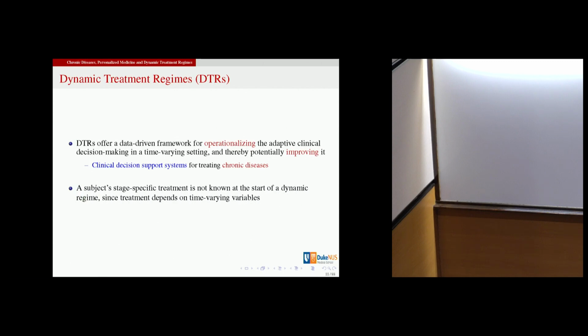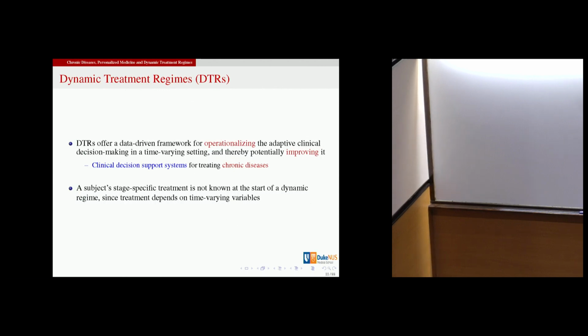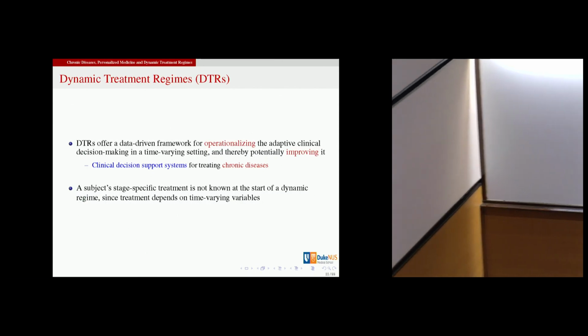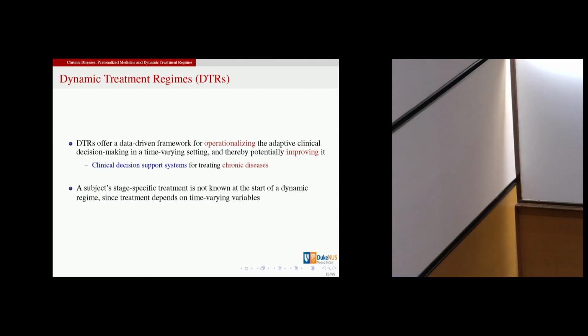We are not talking about trial design yet. I will come to trial design later. Trial design is what kind of data is good for that. But right now, we are just giving the concept of these data-driven rules for treatment. Okay? So you already have the data. And I'll come back to how to collect that data. Okay?